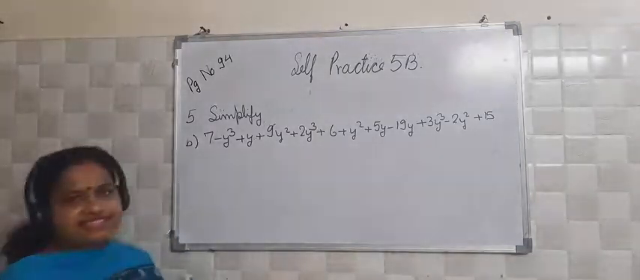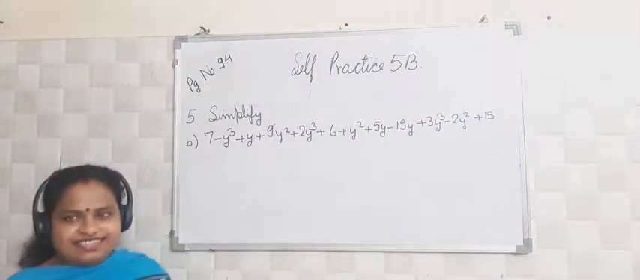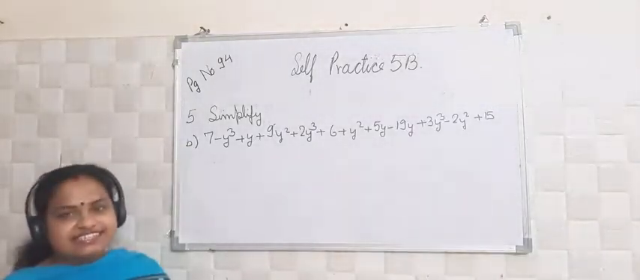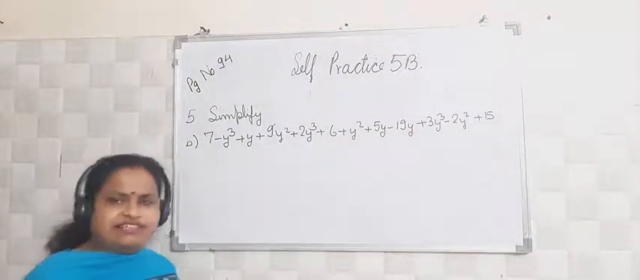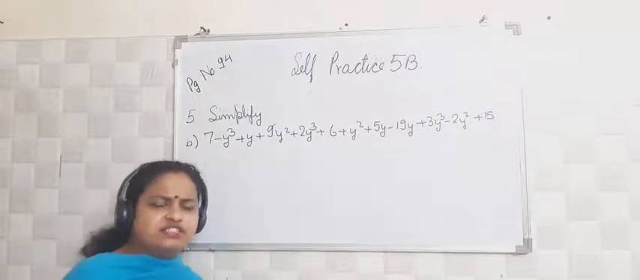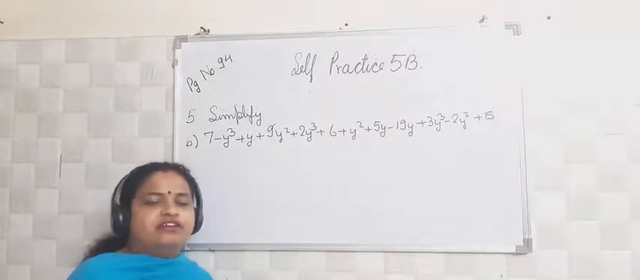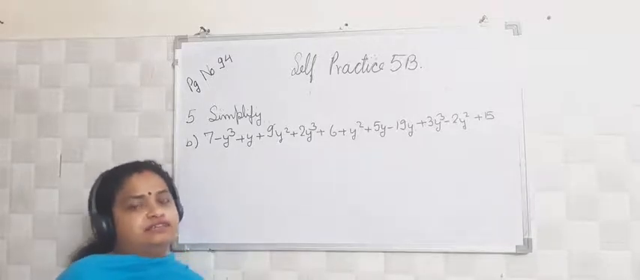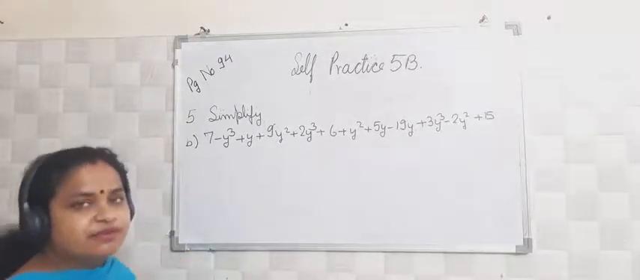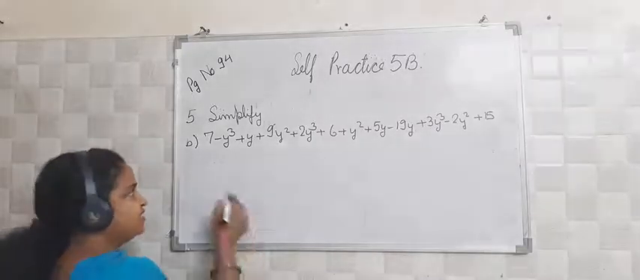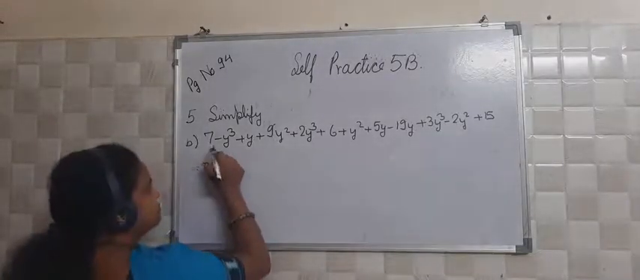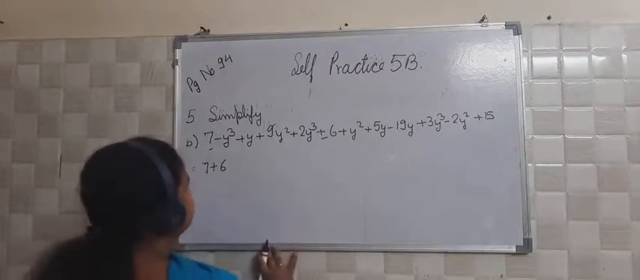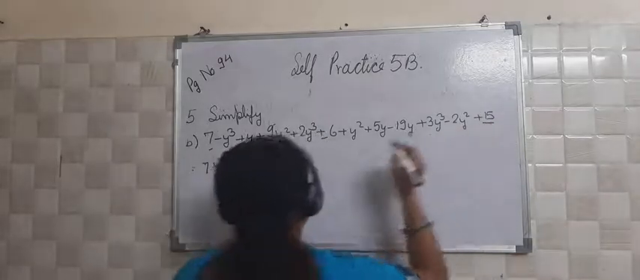Correct? This is a very long equation, you must be thinking. Now, what will you take first? It doesn't matter whether you take y cube first or x cube first. If you wish, you can take any variable together first. Here, as it is given, constant terms first. Let's take the constants only: 7, then plus 6, then plus 15.